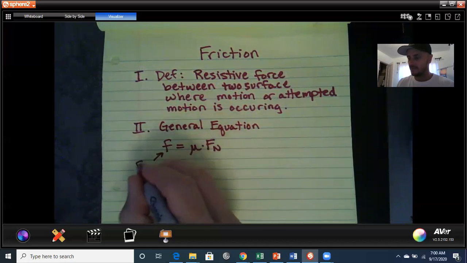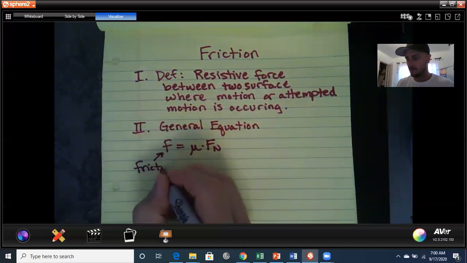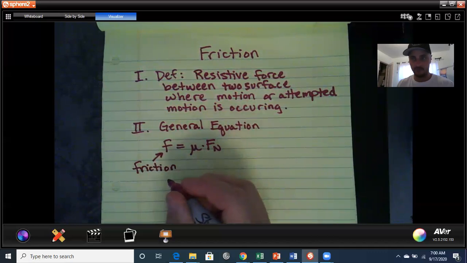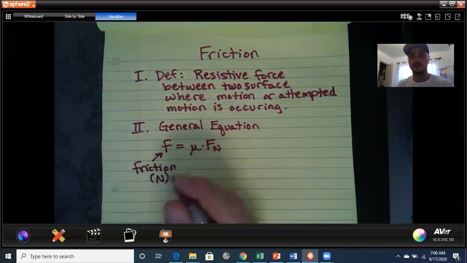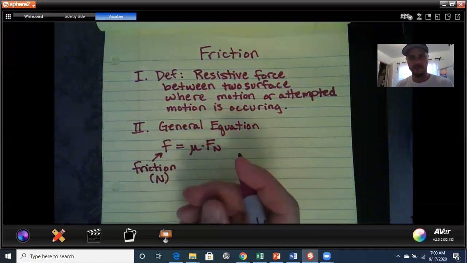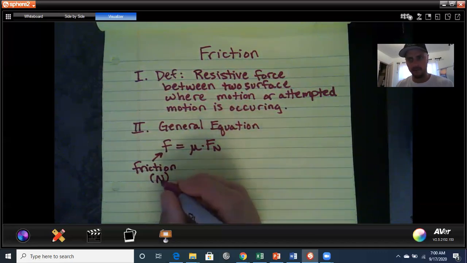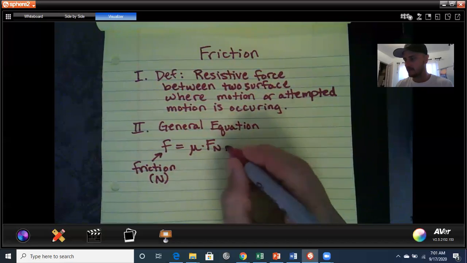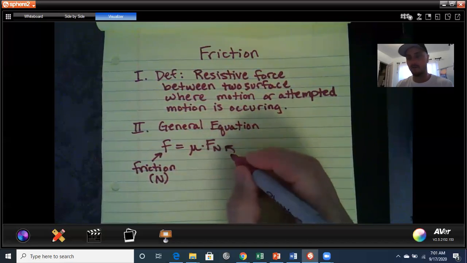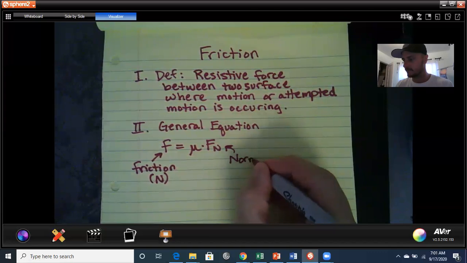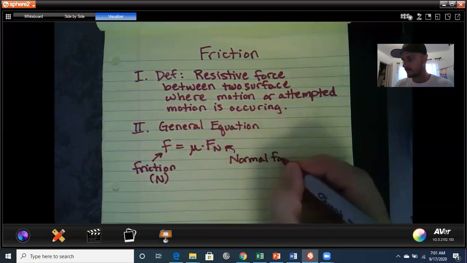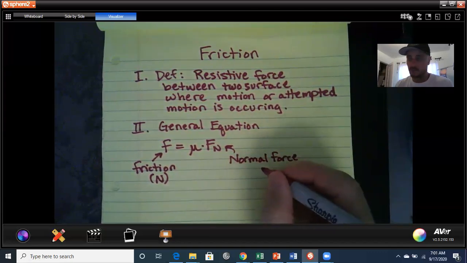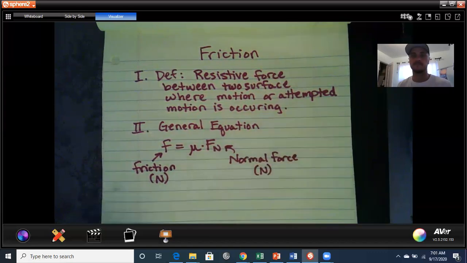Well, this is friction, and we know that friction is a force, and therefore its unit is the Newton. That is the derived unit. What is the fundamental unit? What is a Newton really? Its fundamental unit is the kilogram meter per second squared. Remember, that's what a Newton is all about. And this is what you already have discussed with me, the normal force, which is also a force, and any force is measured in newtons.